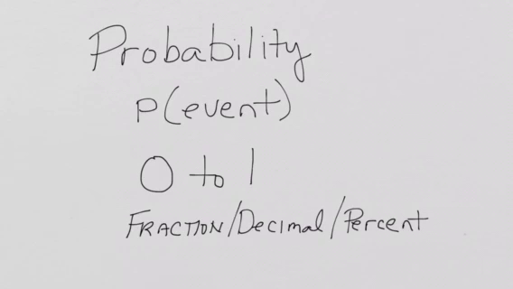Now, let's talk about the probability of an event. When we're talking about the probability of an event, it can range from 0 to 1, 0 being impossible and 1 being certain. You can think of 0 as a 0% chance of happening and 1 as being a 100% chance of happening. So probability is expressed as a fraction. It can be expressed as a decimal or expressed as a percent from 0 to 100.